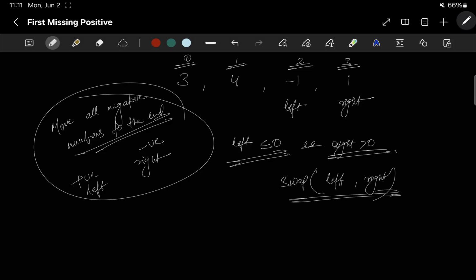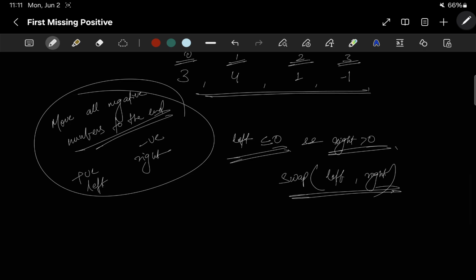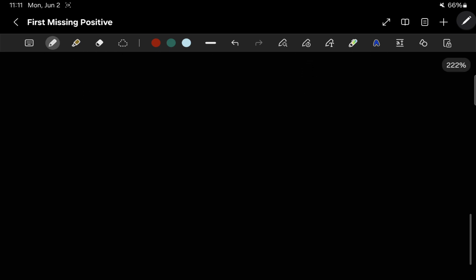So when we swap these two, we make it 1 and we make it minus 1. Now left and right meet each other, and we are done. So our final array is 3, 4, 1 and minus 1. Let's see what kind of calculation we can do on 3, 4, 1 and minus 1.